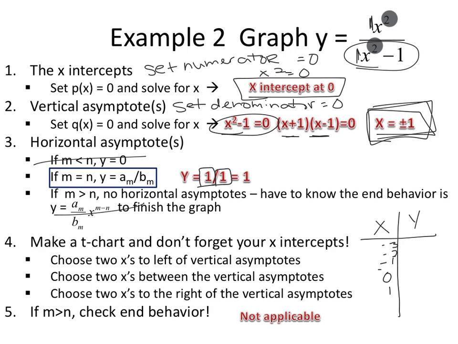But a good idea is to pick 2 numbers that are also in between there, like +1/2 and -1/2. And then we have 2 numbers to the right. So look at all those cool numbers. Because we really want to get a good idea of what's going on to the left of the asymptote, what's going on between the 2 asymptotes, and what's going on to the right of the asymptote. I'll make this a little bit clearer on the next slide.